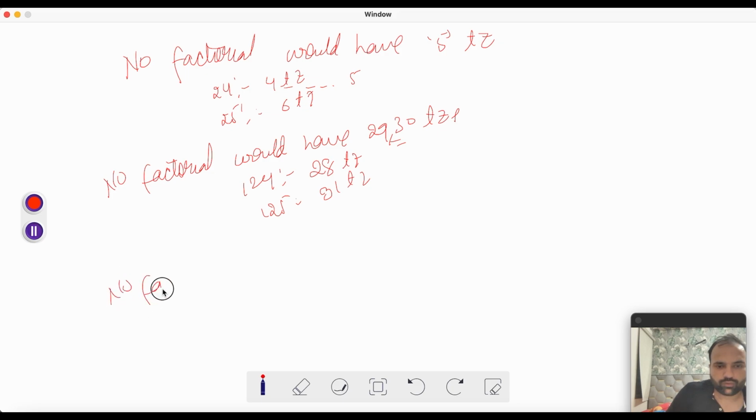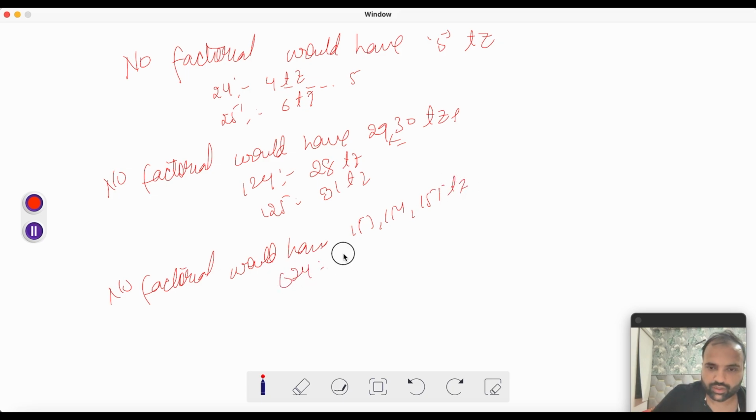Similarly, no factorial would have 153, 154 and 155 trailing zeros. Simple reason: 624 factorial has 152 trailing zeros, and 625 factorial has 156 trailing zeros. So very simple. Understand this concept. This is the concept of skipping zeros.